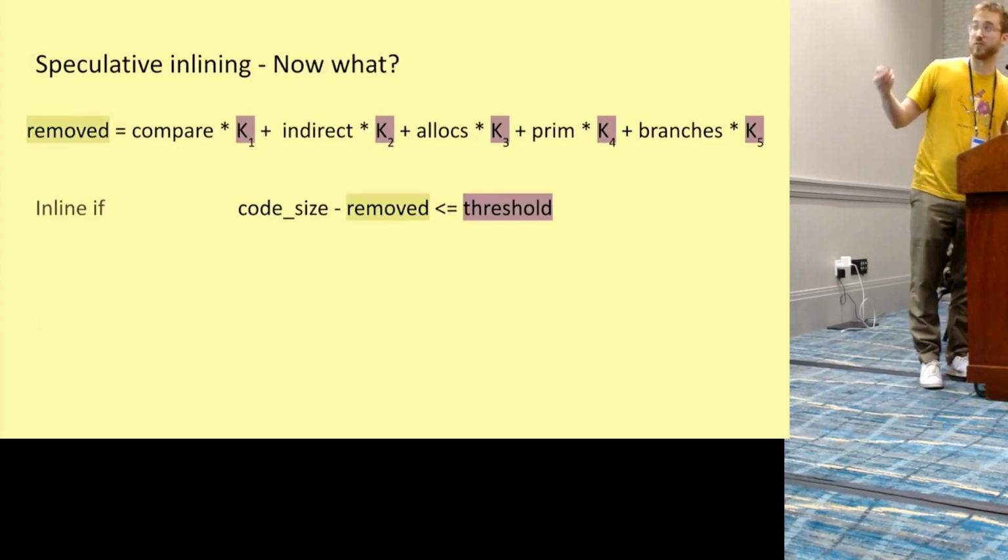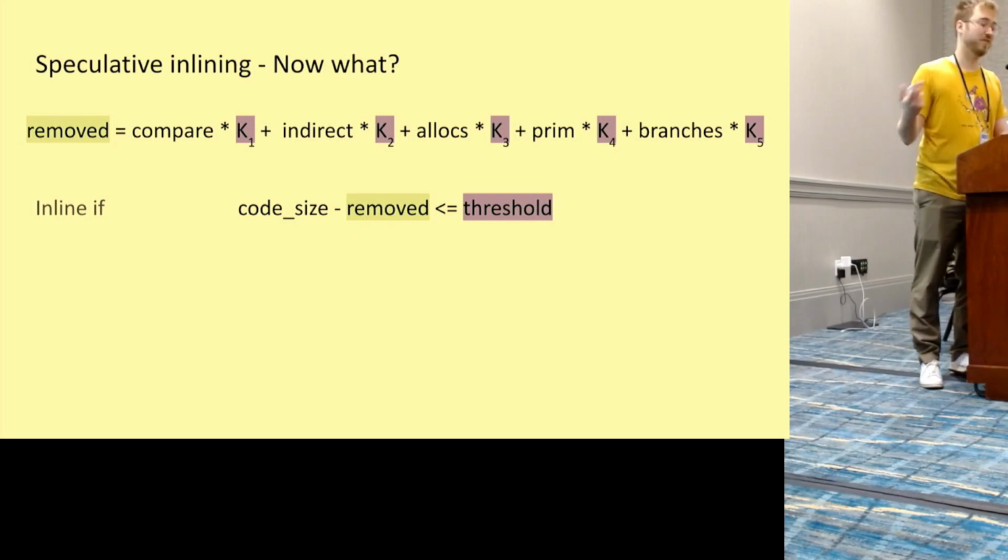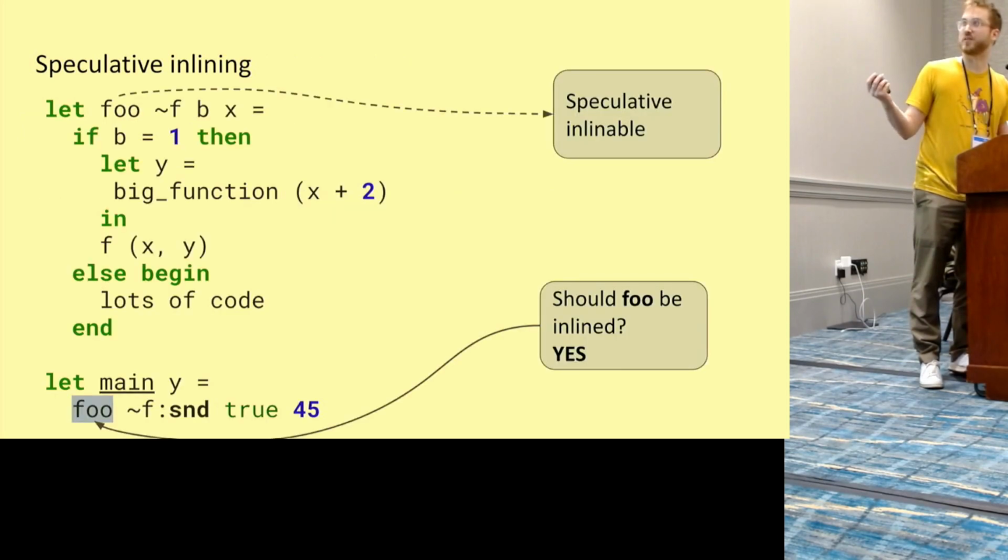Once that's done, and we've got these metrics, we're going to plug them into these formulas. The first one is to compute a score for all the removed operations, which is basically an element-wise cross product of all of the vectors of removed operations with some different costs that are all hyperparameters. And we are going to inline only if the code size we measured minus this cost of removing all of these operations is less than a threshold, which is another inlining hyperparameter.